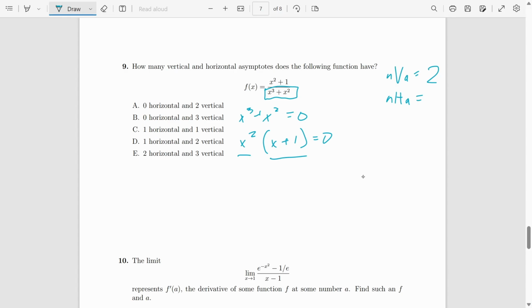And then for the horizontal asymptotes, what you can do to just find the number of them, not even what the asymptotes are, just the number, is look at the degree of both the numerator and the denominator, the greatest degree. If you have n and d, if n is less than or equal to d, then there's always just one. So in this case, there are one horizontal and two vertical, so D, that's our answer.